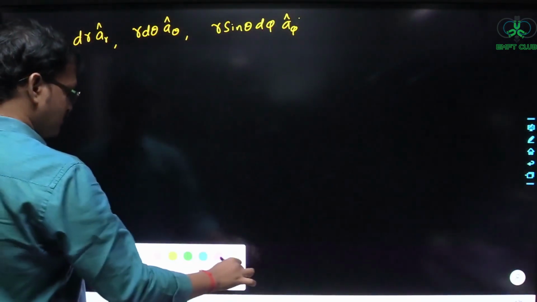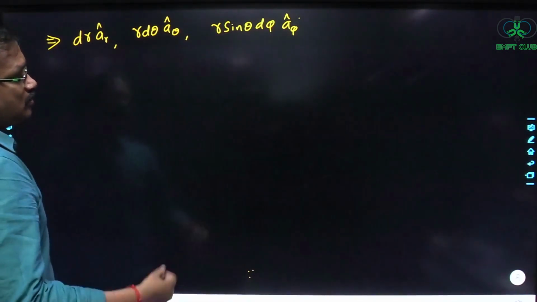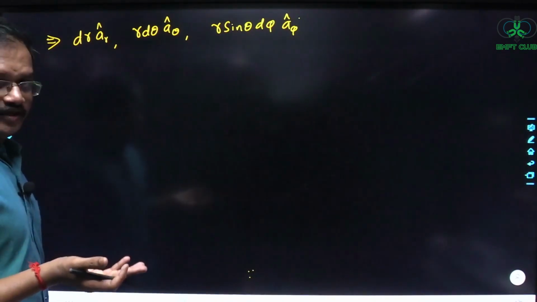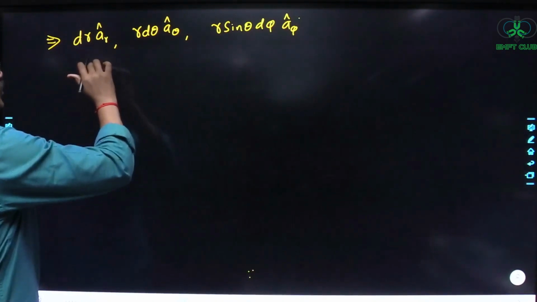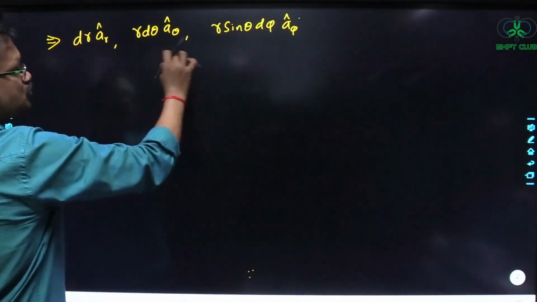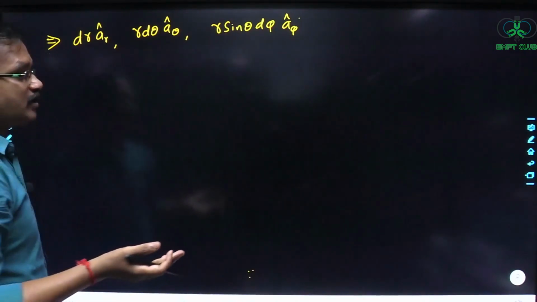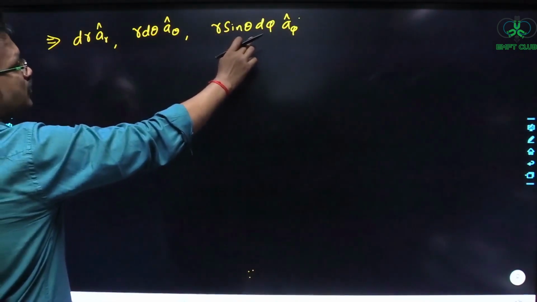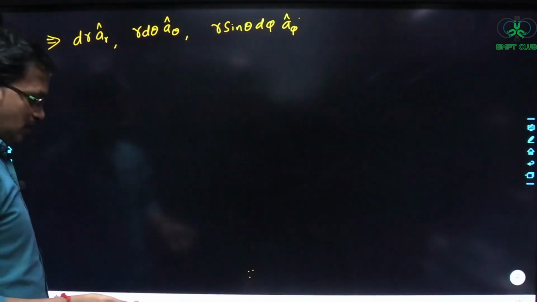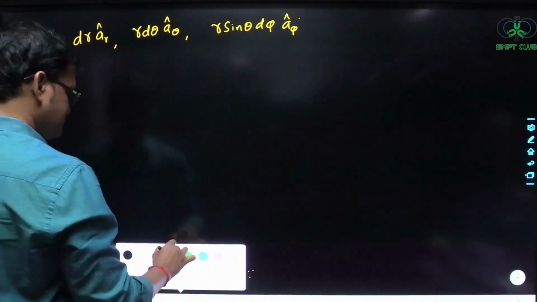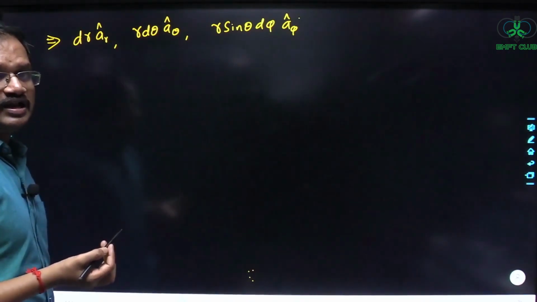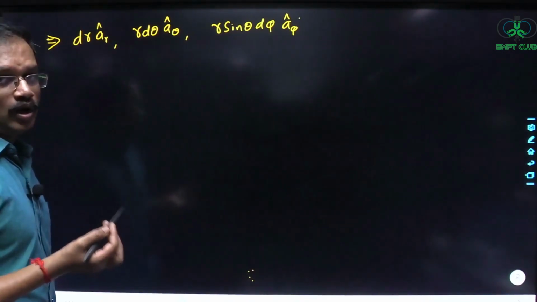With the help of these differential lengths, we can form three differential areas. If you do the cross product between two of these, you are going to get one differential area. If you do the cross product between another two differential lines, you are going to get another surface area, and likewise for the third. Whatever procedure we followed in cylindrical and rectangular, the same procedure we can follow to determine the differential areas and differential volume.